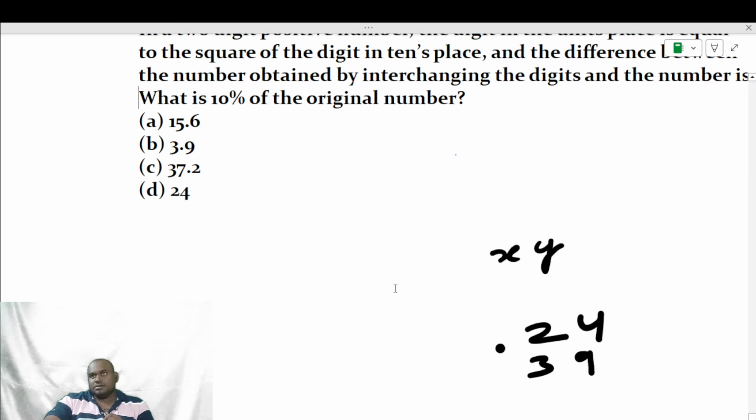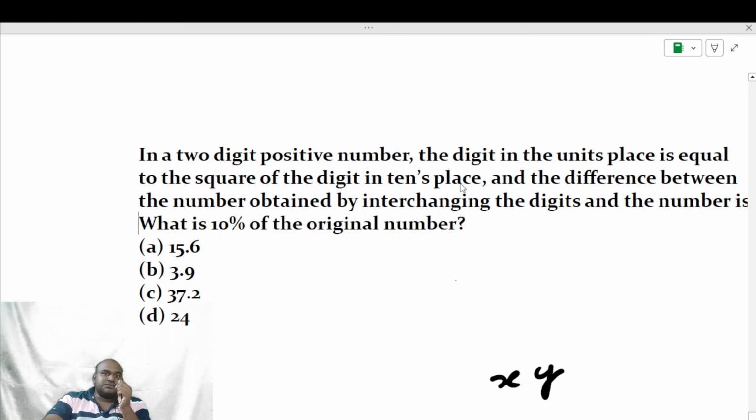So in a two-digit positive number, the digit in the units place is equal to the square of the digit in the tens place. So 2 square is 4 and 3 square is 9.